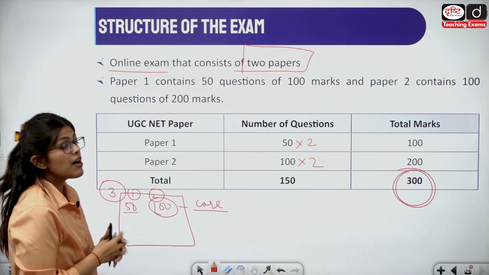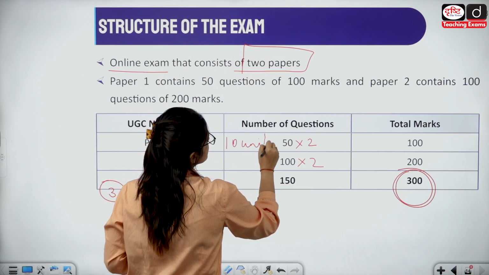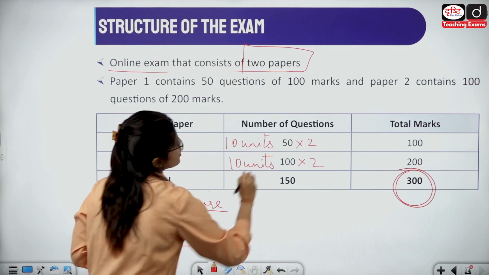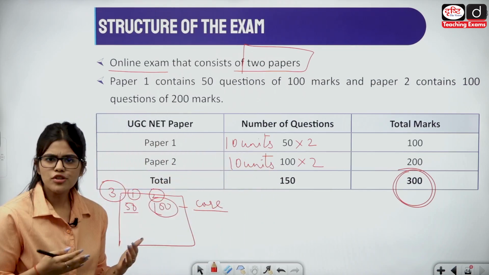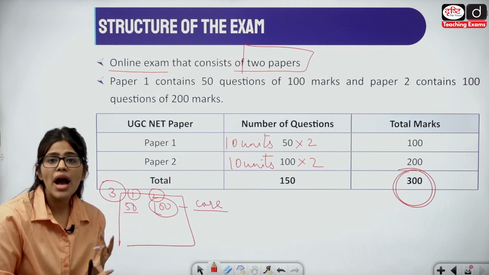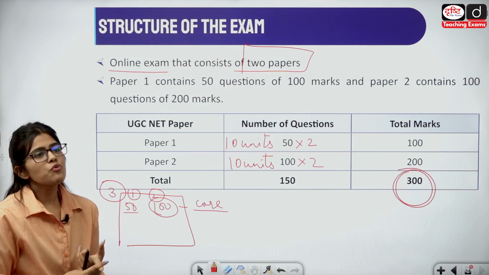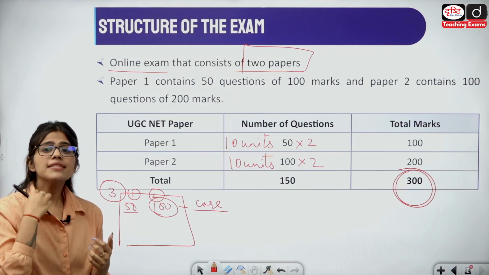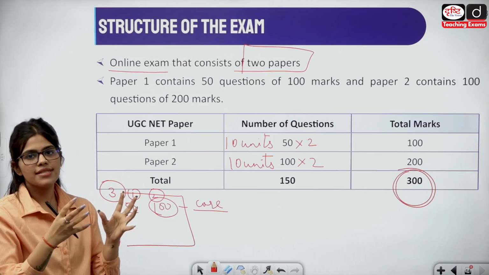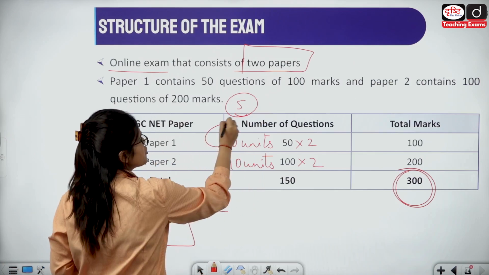Then another important thing is that there are 10 units in the first paper and 10 units in the second paper. Now, in these 10 units, as I told you, units like communication, teaching aptitude, research, environment, higher education, and then we have DI, then we have comprehension, logical reasoning. These 10 units are there. And it is said that 5 questions are asked from each unit.